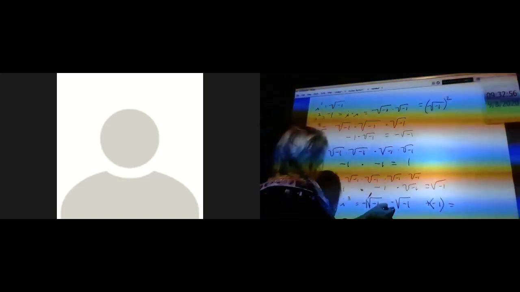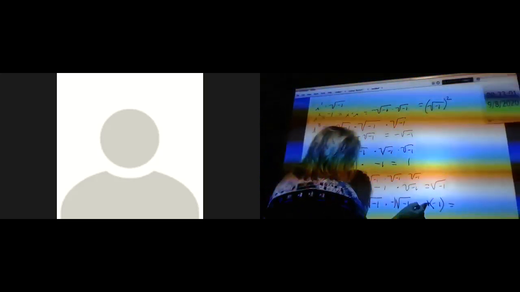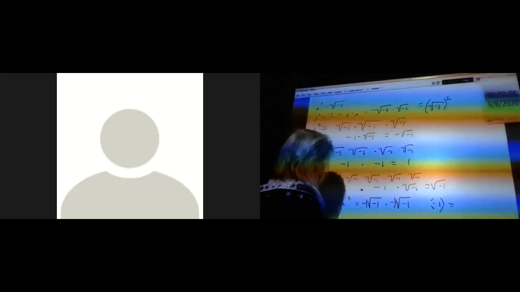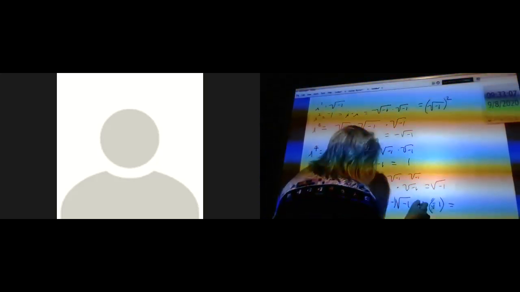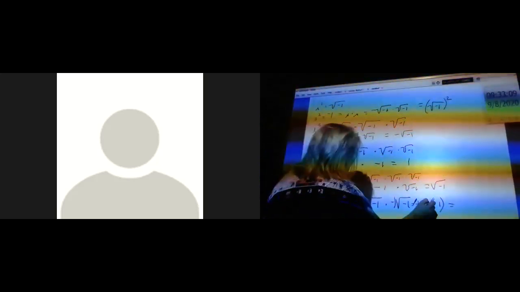So view these as negative 1 times negative 1 is equal to a positive 1, times negative 1. Positive 1 times negative 1 is negative 1. Does that make sense, Trey? Yeah. Okay.